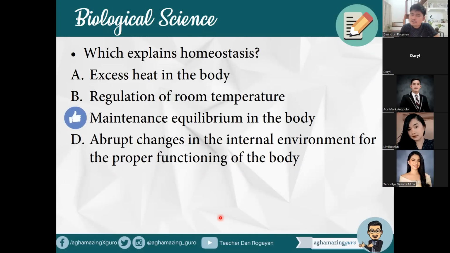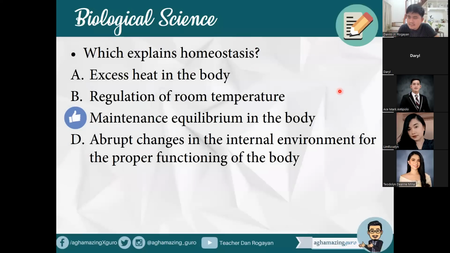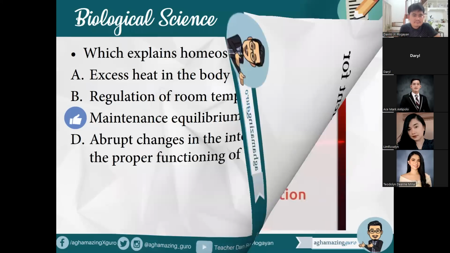Equilibrium meaning balance. There should be a balanced internal environment to achieve homeostasis. Okay? So internal home, di ba? Para sa ecology, ecology is actually study of home because eco means house. Homeo is in the internal environment.